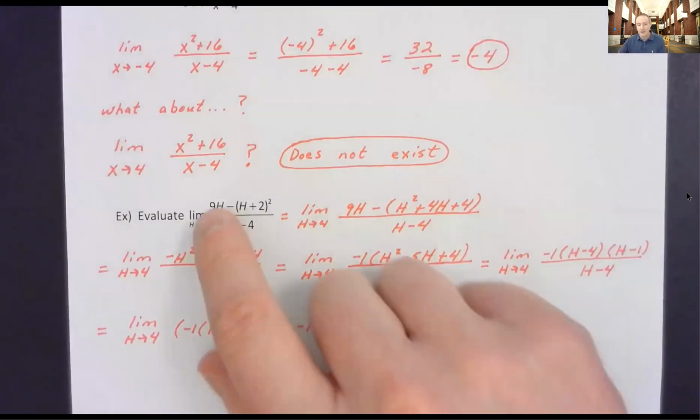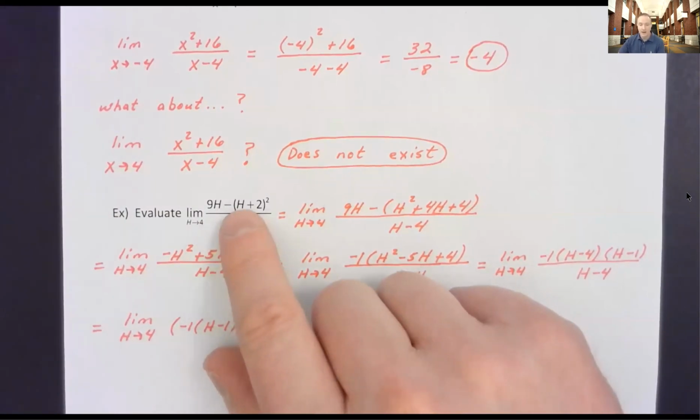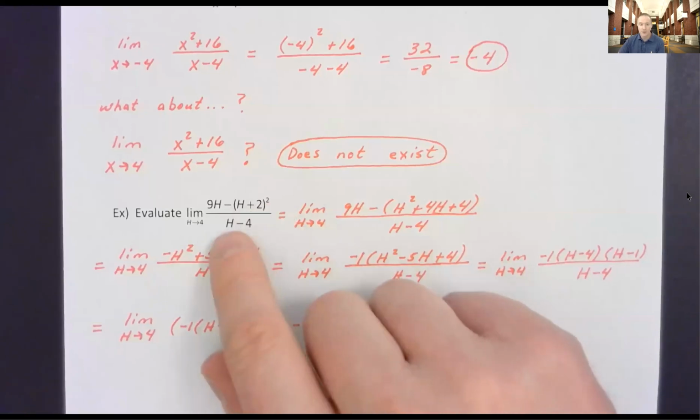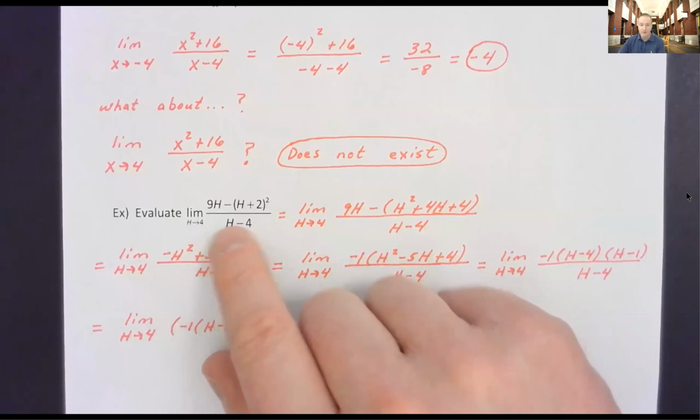Now, what about the problem: limit as h approaches 4 of 9h minus the group h plus 2 squared over h minus 4. As soon as I start this problem, I can say, well, I know I can't just plug a 4 in because it gives me a 0 in the denominator.